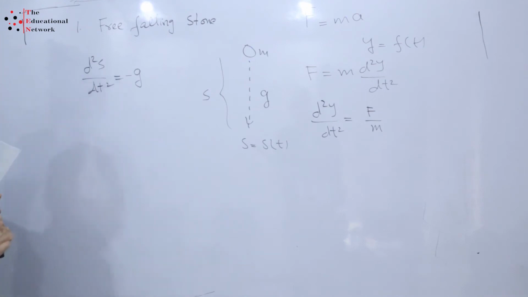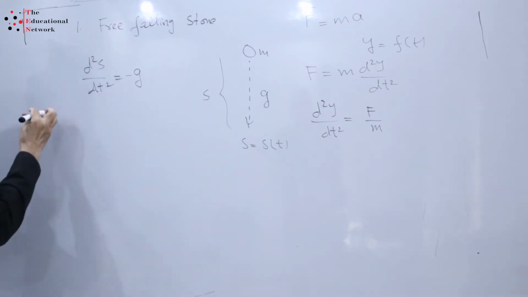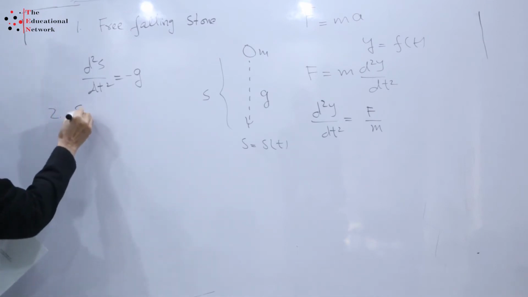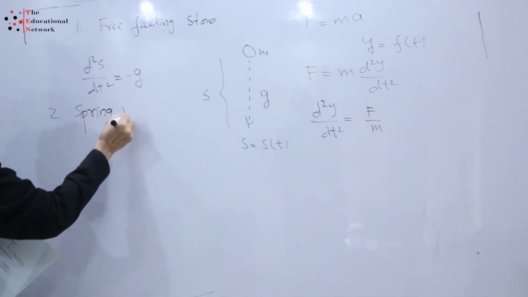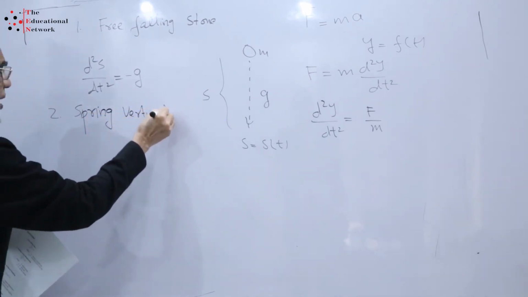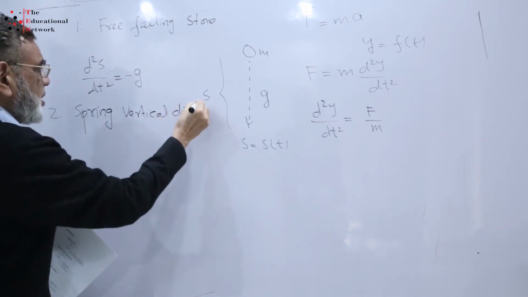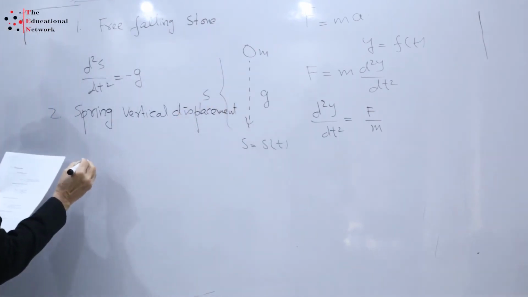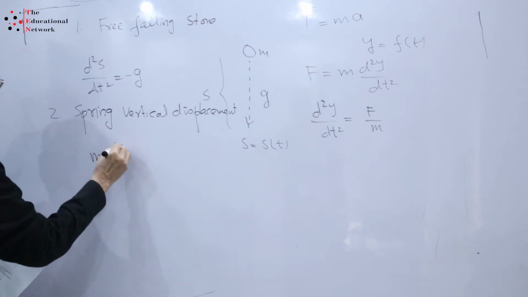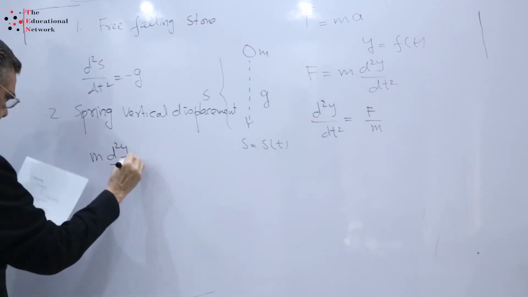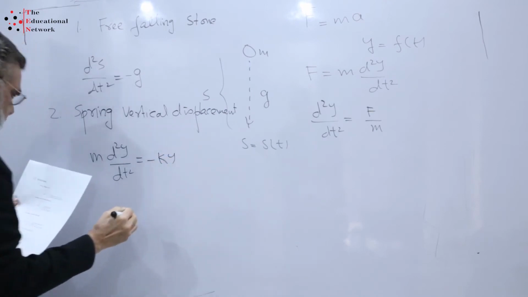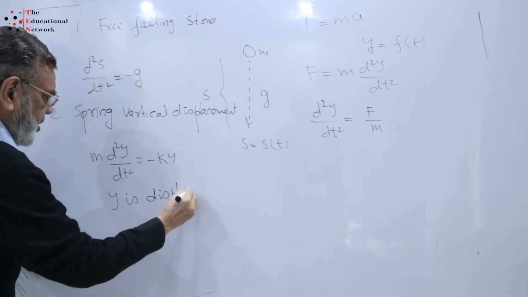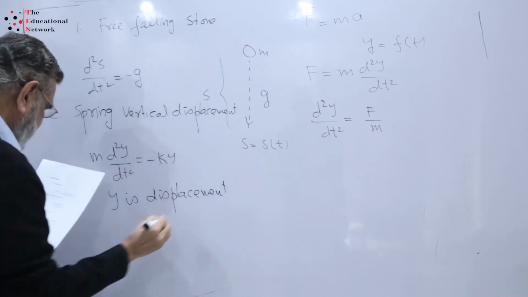In the second example, I am going to take the spring vertical displacement. Again this is a motion, and when there's a motion, as I told you, we'll be organizing it by this one. This is m d2y by dt square is equal to minus ky. Y is the displacement of the spring, the motion of the spring.